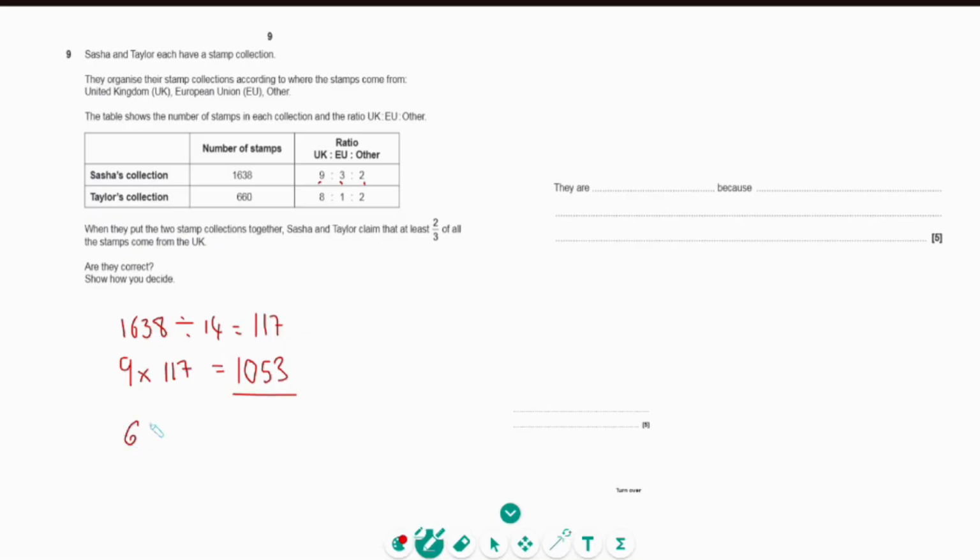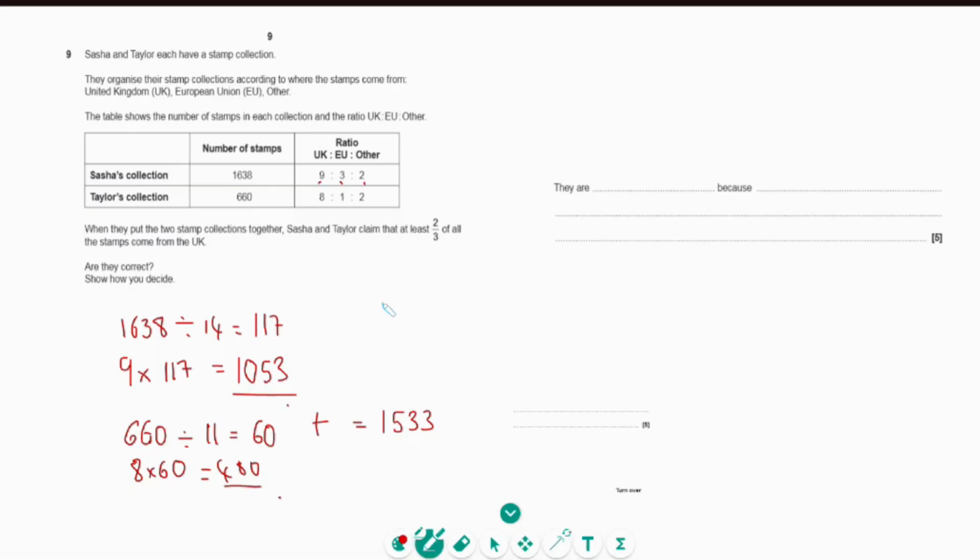Something similar for Taylor, 680 divided by the total parts. 8 parts are from the UK. So in total, the total amount of UK stamps they got, if they put the collections together, add these two values together, and we get 1,533.